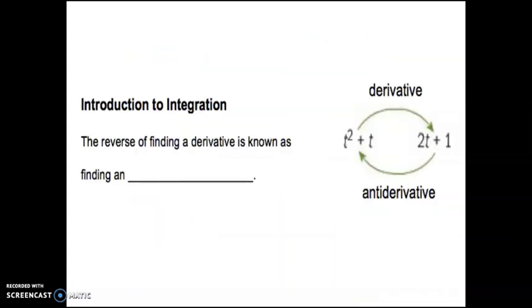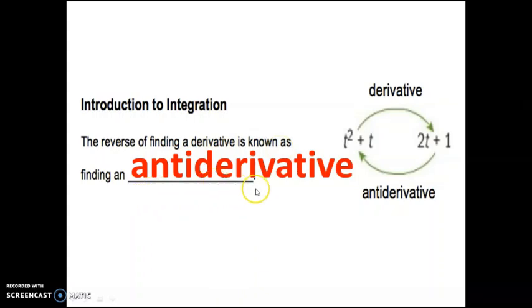Okay, introduction to integration. The reverse of finding a derivative is known as finding an antiderivative. That word makes sense. Antiderivative is the reverse operation. So for example, we have this function here. To take the derivative, it would become this. Again, by power rule, that 2 would drop down here, and we have 2t, and that exponent would be 1, so just 2t. And if you remember, when we have just a variable, it becomes 1. So that derivative is that.